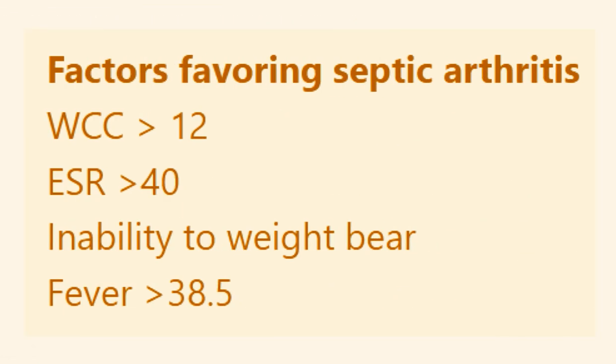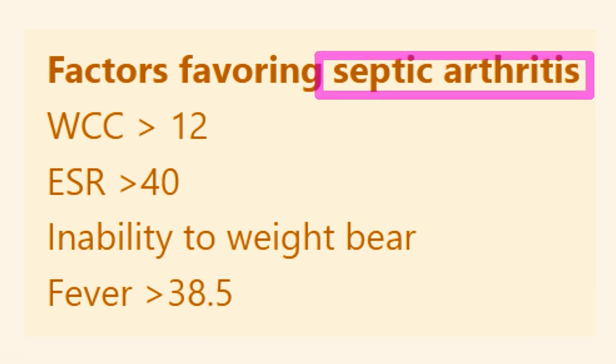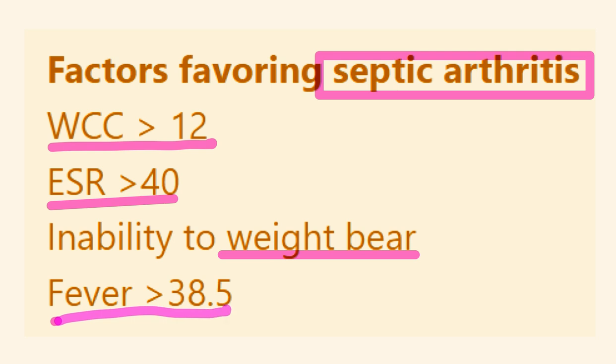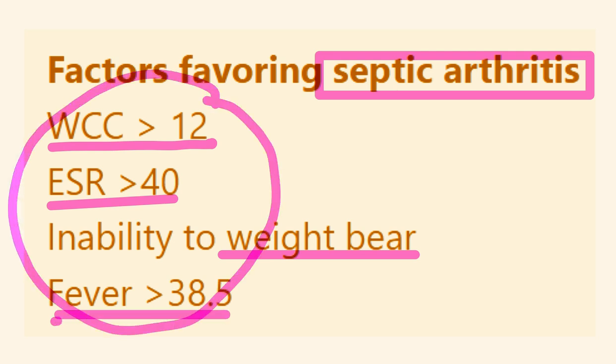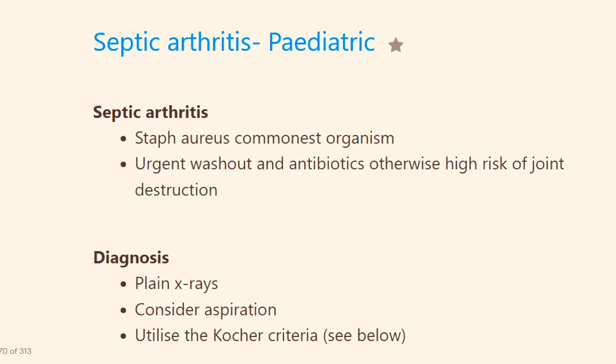Now see the factors favoring septic arthritis. So what are the factors which denote it is septic arthritis? First of all, the WBC or WCC more than 12, ESR more than 40, inability to weight bear, and temperature more than 38.5. So these all features are present in this case. That means it is going in favor of septic arthritis.